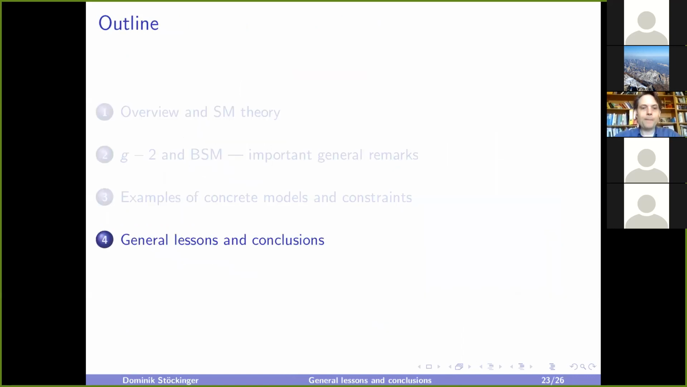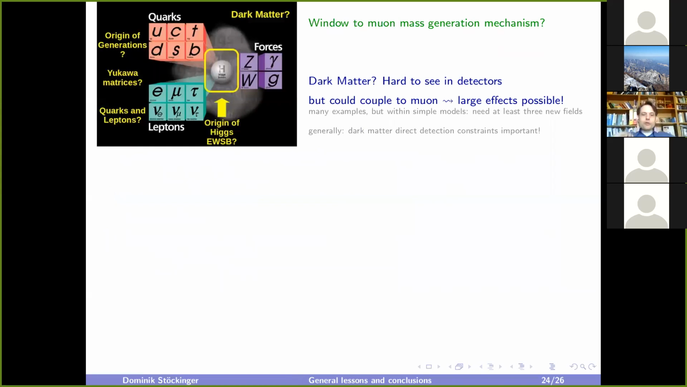So let us now draw some general conclusions from all of this analysis and from the many examples that I have shown you. What are the general points that I would like you to take home, or what are my own general conclusions? So we started with looking at these open questions of the standard model: dark matter, origin of Yukawa matrices, origin of electroweak symmetry breaking. And they are now connected to G-2.